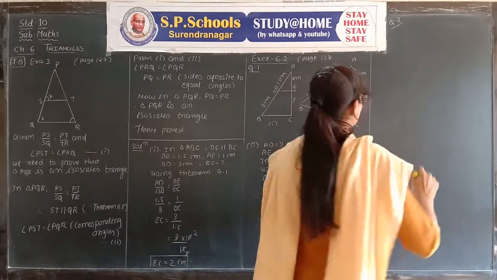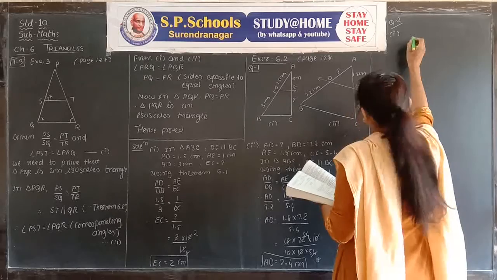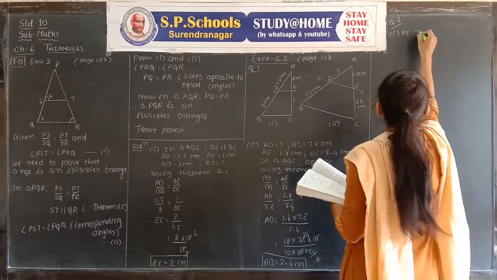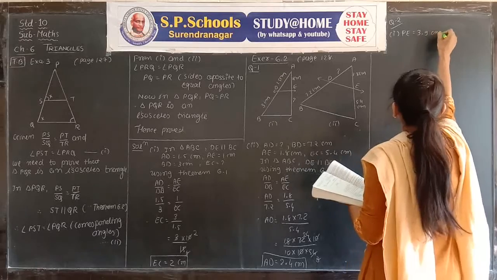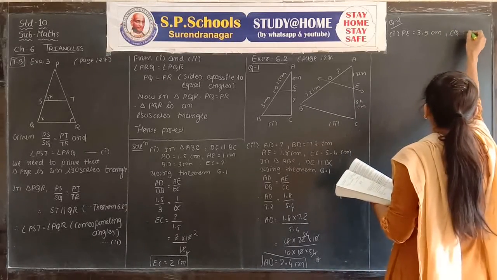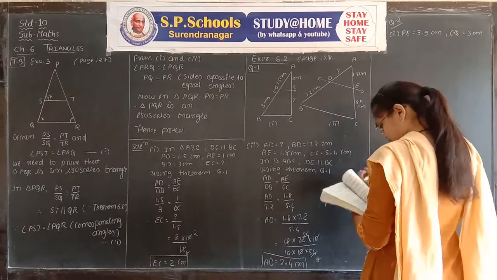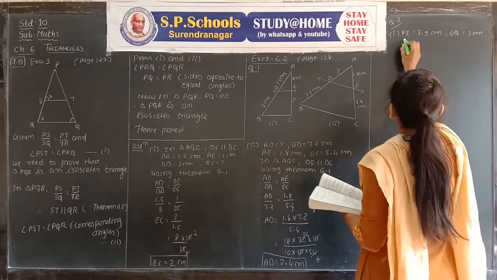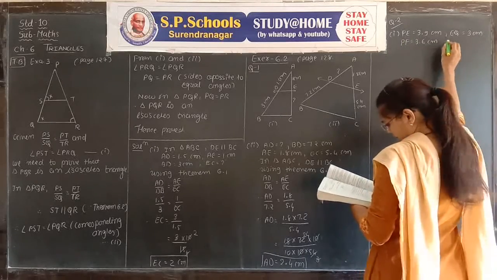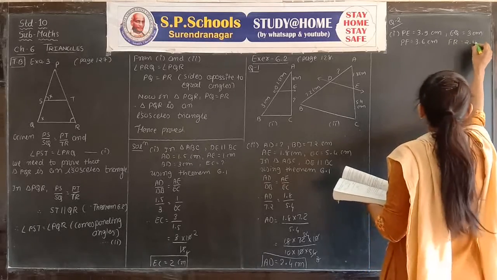First of all, for the first one, we draw one figure. First of all, write the measurements. PE is equal to 3.9 centimeter, EQ is equal to 3 centimeter, PF is equal to 3.6 centimeter and FR is equal to 2.4 centimeter.